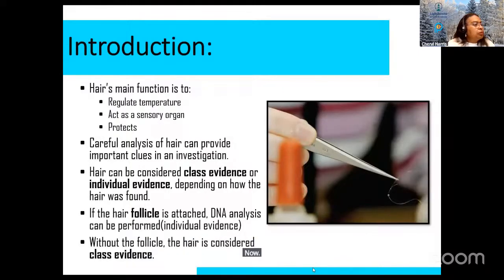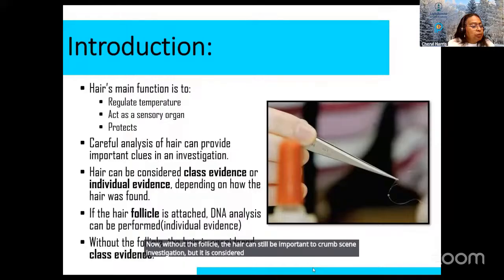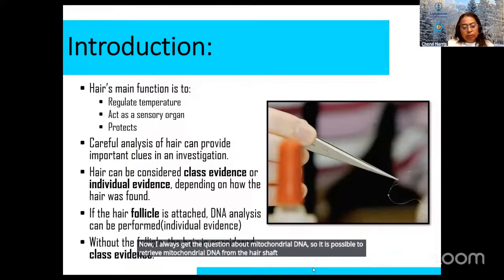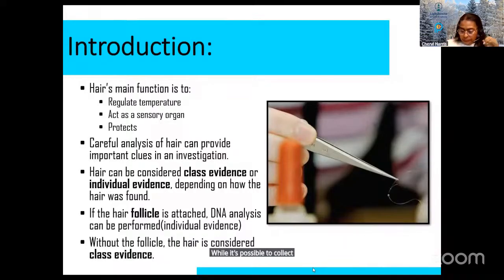Now, without the follicle, the hair can still be important to crime scene investigation, but it is considered class evidence at that point. Now, I always get the question about mitochondrial DNA. It is possible to retrieve mitochondrial DNA from the hair shaft, that's the part without the follicle, but it's often very difficult to retrieve. And lately, it's been faced with a lot of debate over its accuracy in making positive identifications. So while it's possible to collect mitochondrial DNA from the hair shaft, it's not very likely, and at that point we would still have class evidence.